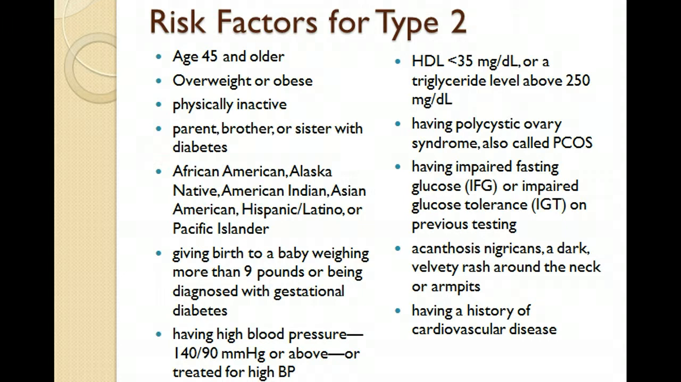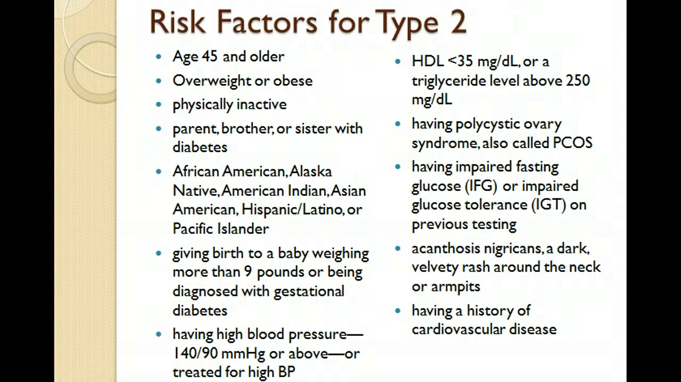People who are of non-Caucasian races and ethnic groups, as we mentioned about having a large baby, having high blood pressure, having low total cholesterol, or as we talked about in the previous slide, high triglyceride levels, polycystic ovarian syndrome, so women who have that, PCOS, that increases your risk for type 2 diabetes, having previous impaired fasting glucose or pre-diabetes. As we mentioned, it tends to progress to diabetes.